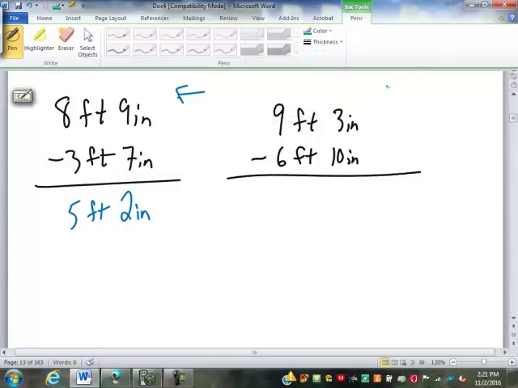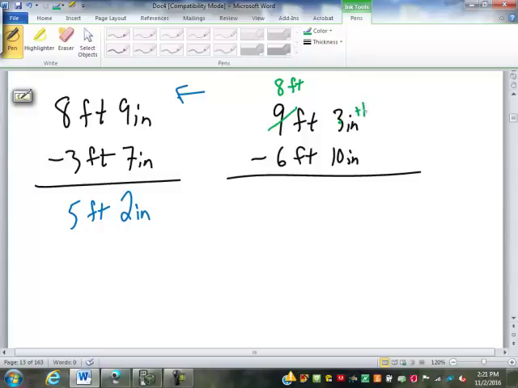So we go to subtract here. 3 minus 10 can't be done. So we have to borrow from the 9. That's going to be 8 feet. How many inches do we have here now? Is it 13? No, say no. It's not 13.